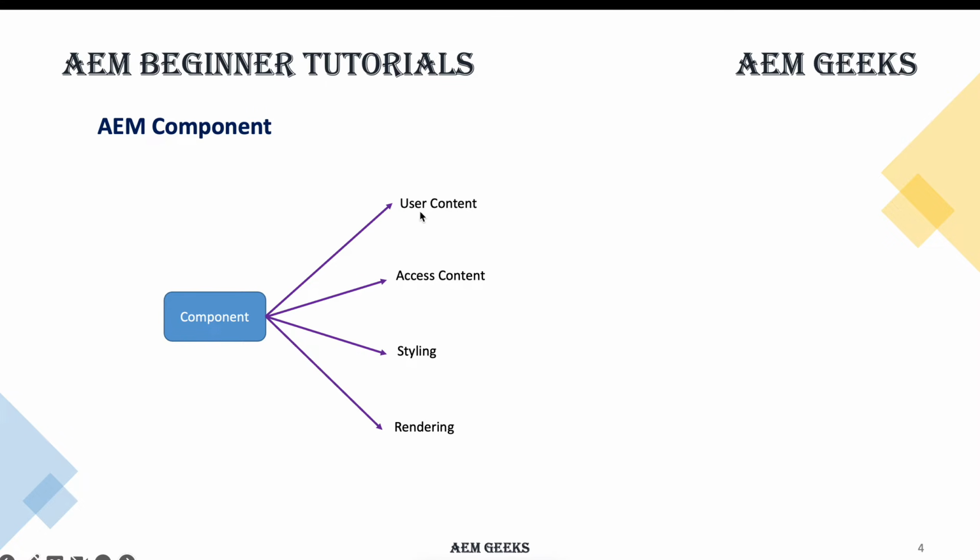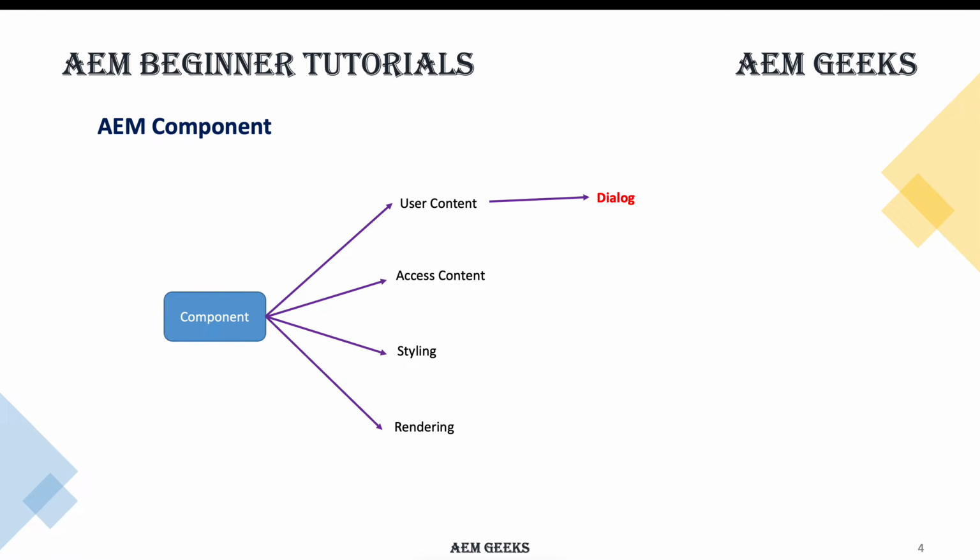Now, how can you save the user content? In an AEM component, there is a UI called a dialog. You will hear a lot about the dialog. Using that, you save your specific content every time you drag and drop the component. Then, to access content: once you save the dialog, your content is stored in the repository.